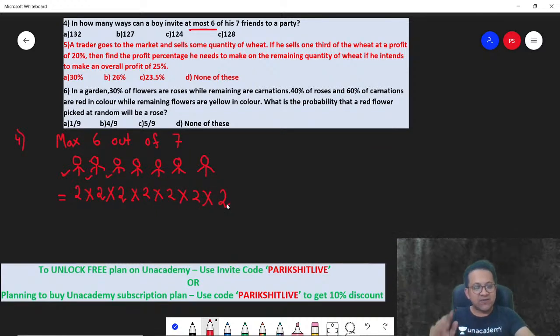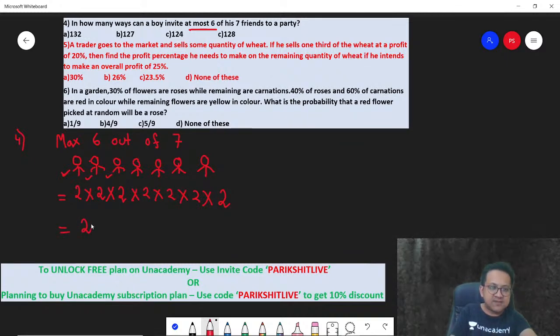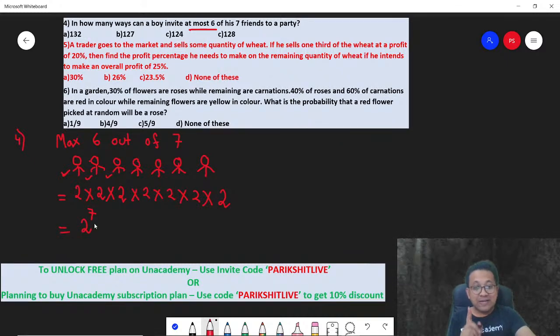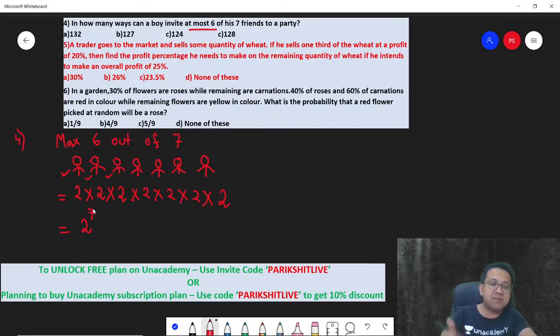So 2 into 2 into 2, 7 times. So what is it? 2 to the power 7. But remember, the question clearly told you one thing: maximum 6 friends. So you don't have to count that instance where you are inviting all friends. As an example, let's say you invited the first friend, the second friend, the third friend, dot, dot, dot, you invited all the friends, in fact the last friend as well. That is the instance when you invited everyone to the party. You don't have to count that because they say maximum 6 out of the 7. So you got to remove one case. So how much is it? 127, and that's it.